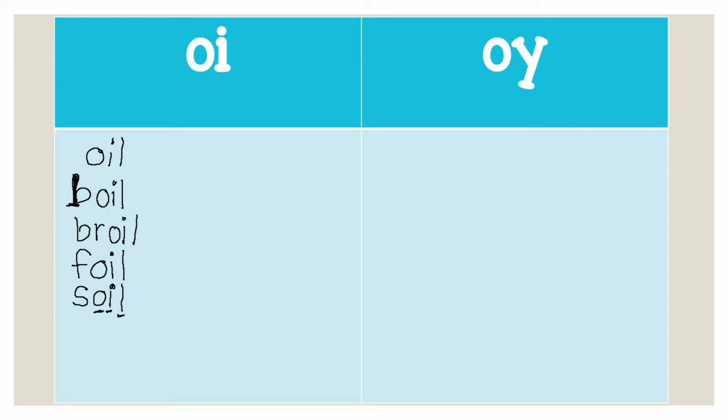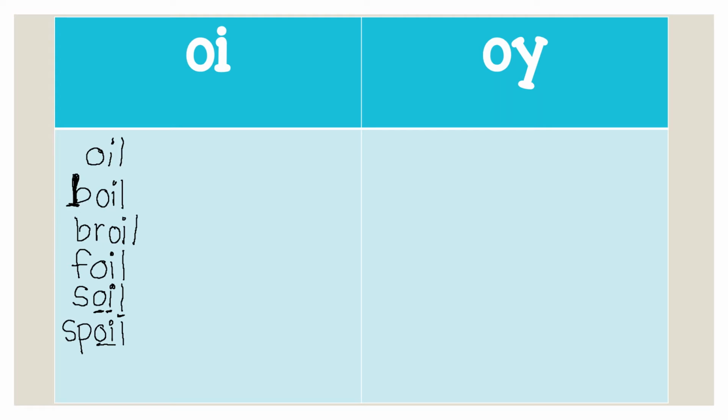Another word that rhymes is spoil. Spoil is to make something go bad. Spoil. I hear a blend, sp. That's an S and a P, sp, oil. I hear the O-I, the oi in the middle, spoil, and then I hear an L at the end again.